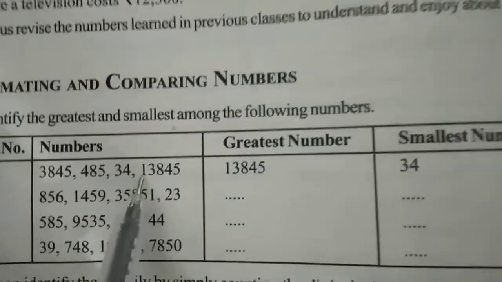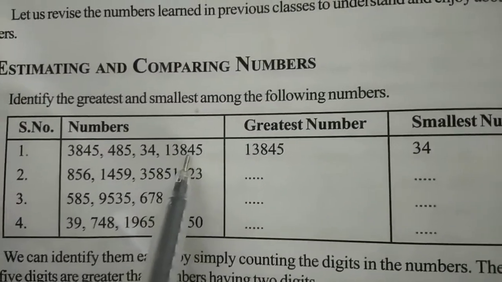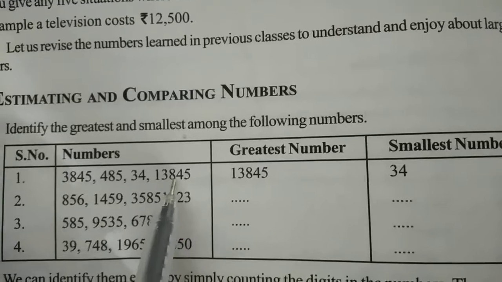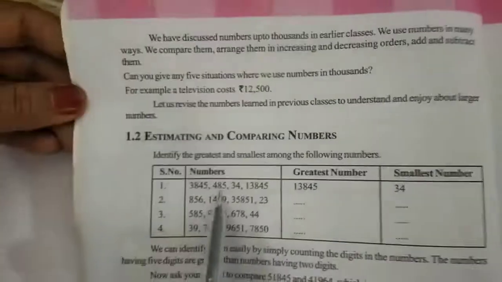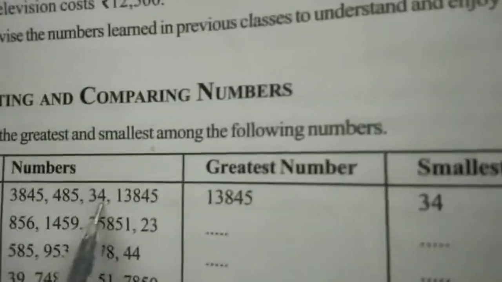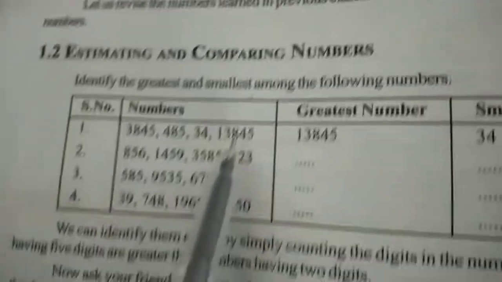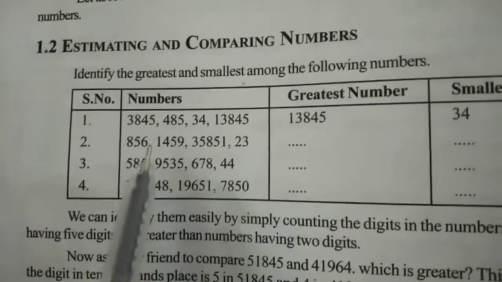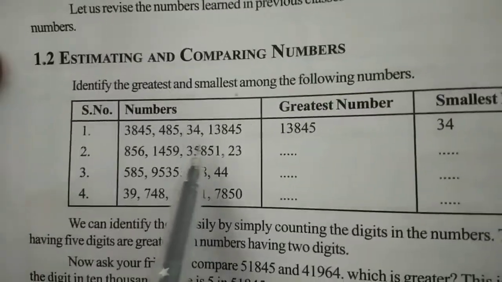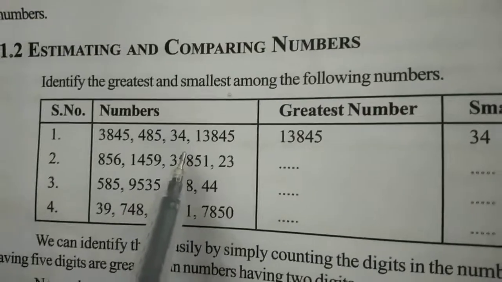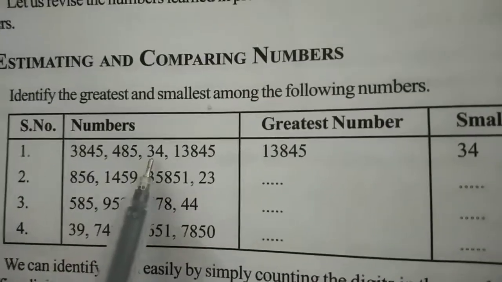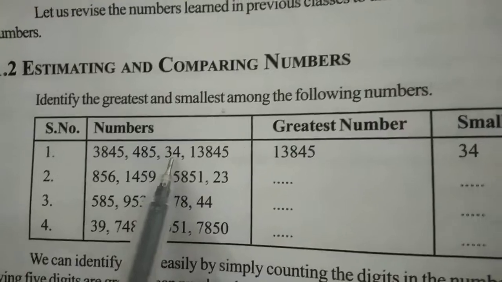This is 1340. 13,845. In this number, you have 4 digits. Here you have 3 digits. You have 2 digits. Here you have 5 digits. So come on, you can compare yourself. You can check that the number which has more digits is the greatest number, and the number having fewer digits is the smallest number.